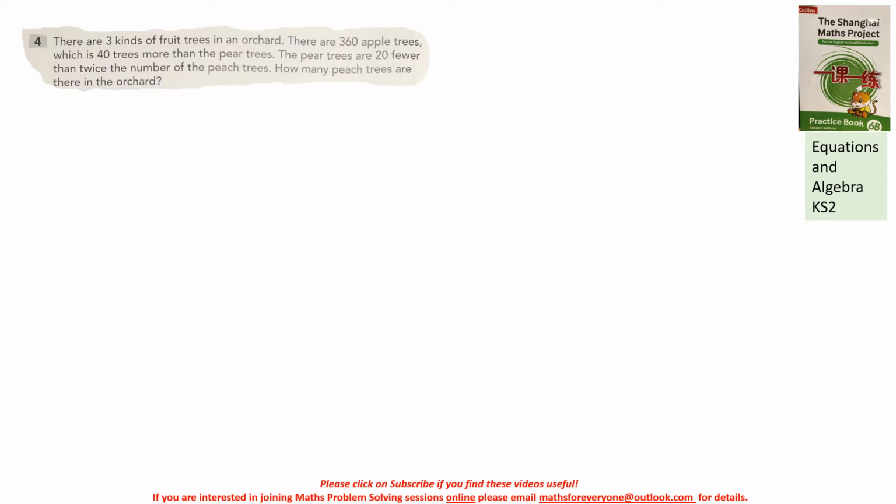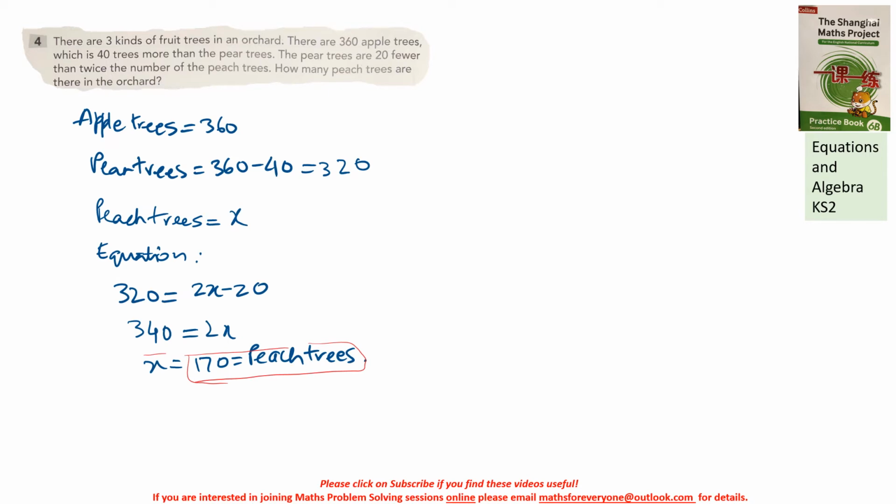So this is just a lot of trees, and more and less and less and more. The thing to note is one of these has to be assumed as x. It makes it easier to work it out. So if we work backwards, like the number of peach trees, we say the peach trees is x, we are assuming that the number of peach trees is x.